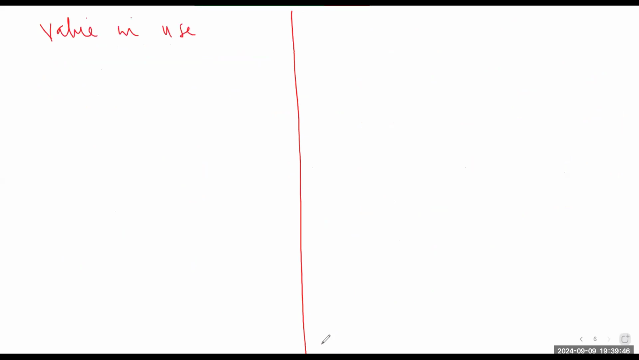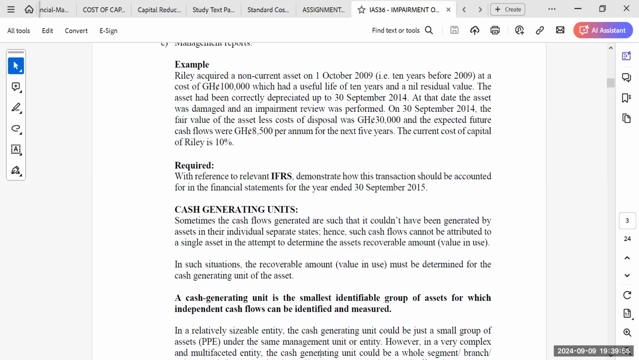Okay, so let's come to the value in use. What is the information? The value in use, we say that is the present value of the future cash flows, isn't it? Yes, sir. The future cash flow is how much per year? 8,500 for how many years? For the next 5 years. Okay, so this is an annuity, isn't it? Because it's an equal amount every year. So you can use annuity factor to calculate your cash flow.